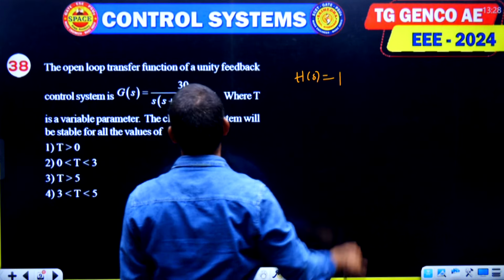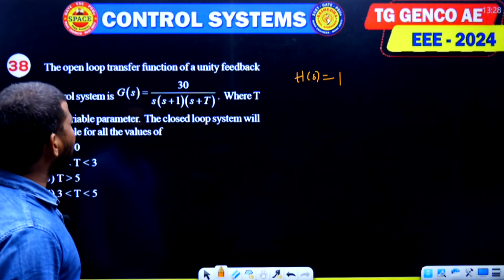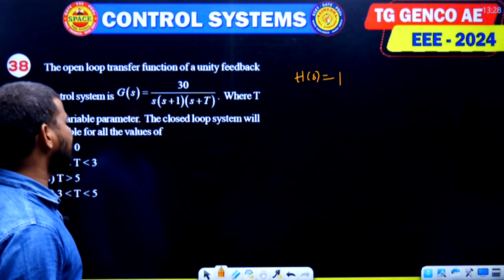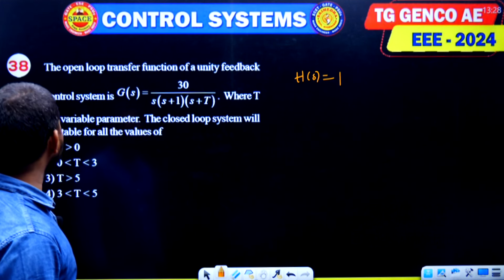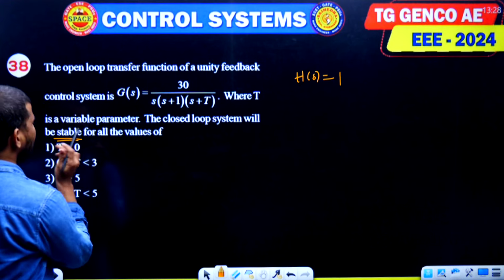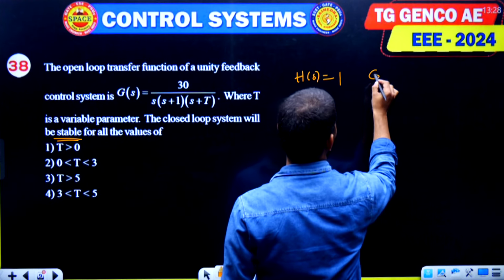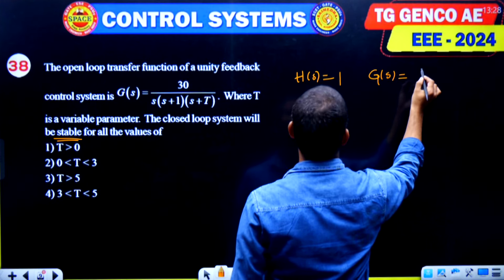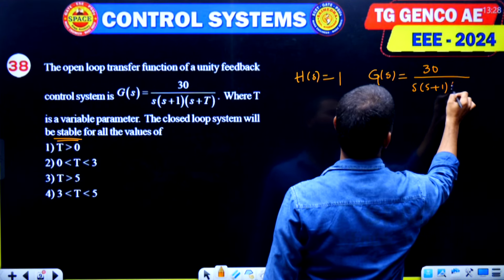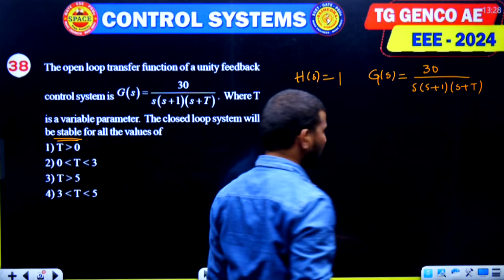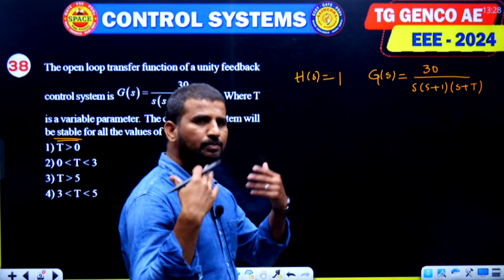Next question: the open loop transfer function of the unity feedback control system, that is H of S was given as 1 here. Unity feedback control system is G of S is equal to 30 divided by S into S plus 1 into S plus T, where T is a variable parameter. The closed loop system will be stable for all the values of T. Generally it should be tau, but maybe they wrote T, but anyway whatever is given, we are going to pronounce it as T only here.